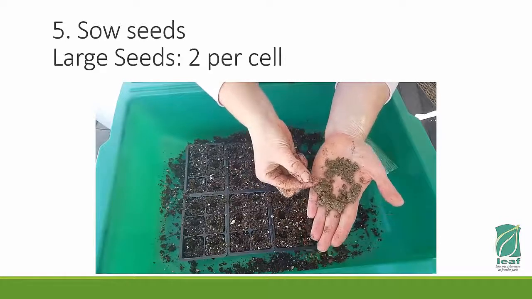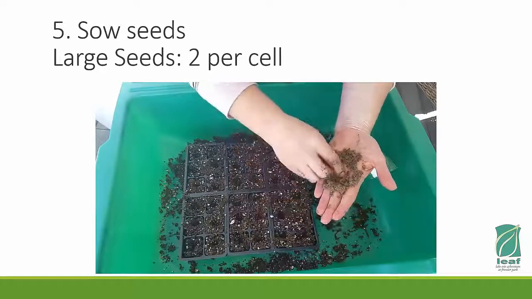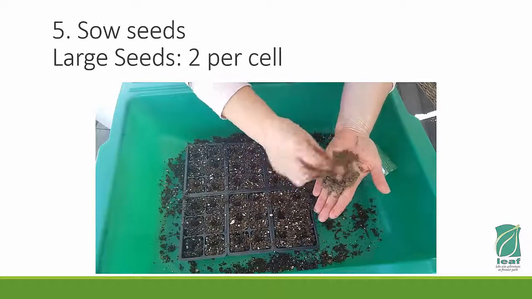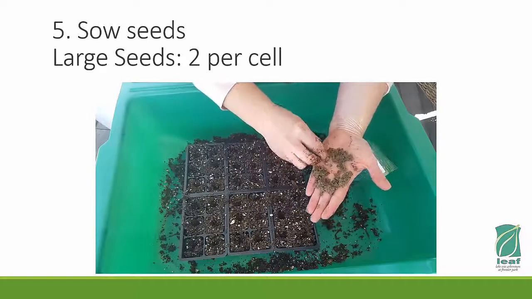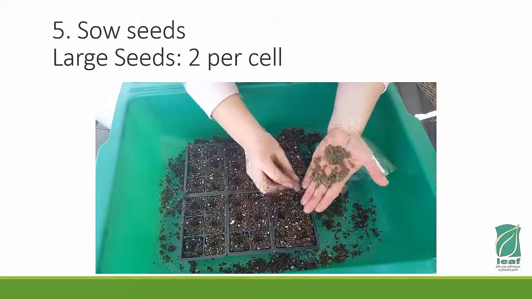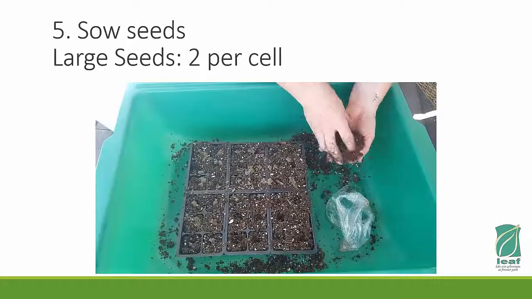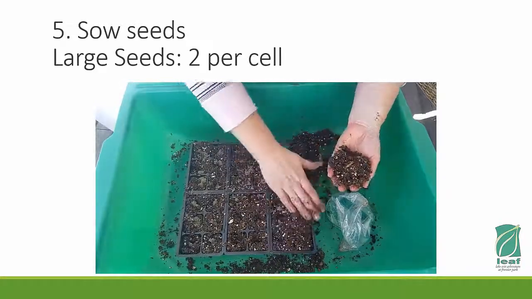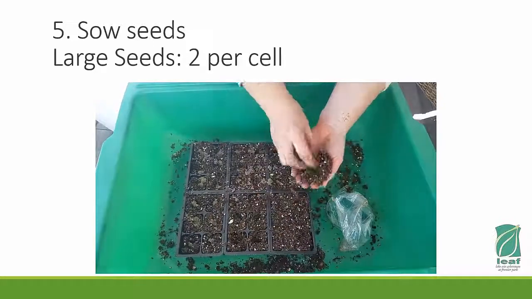If you are sowing the large seeds, you can separate them from the moistened sand. Each pack contains enough seeds to sow 2 seeds in each cell. Use potting soil to cover over the seeds in the hole.